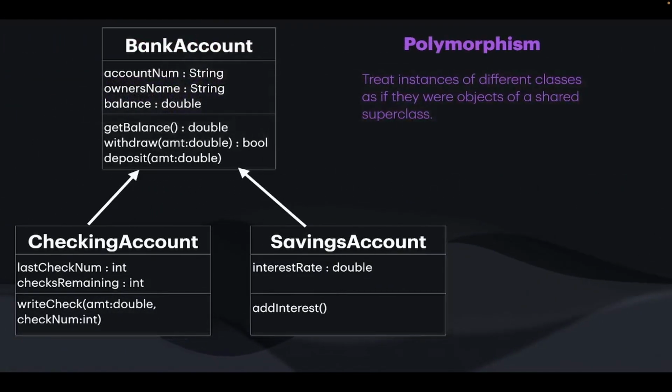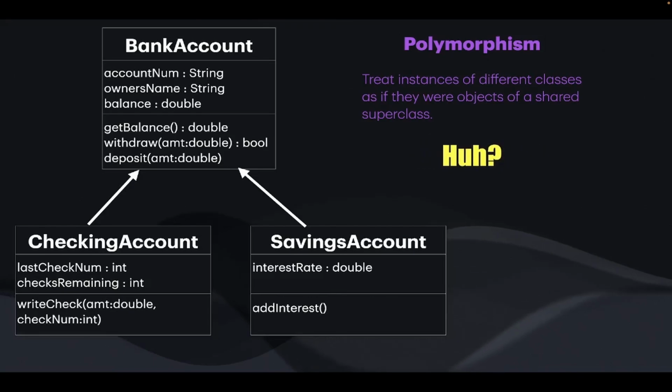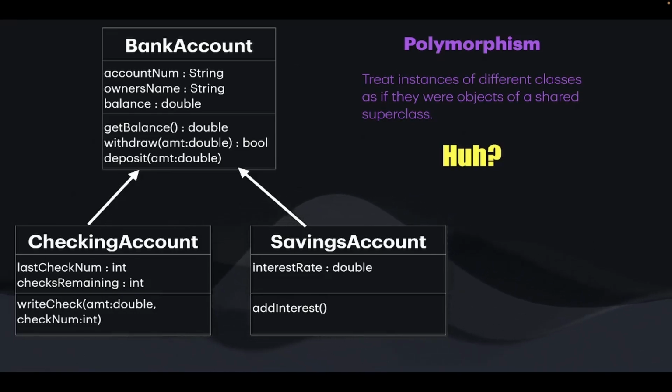So polymorphism gives us the ability to treat instances of different classes as if they were objects of a shared superclass. Well, what the heck does that mean? What it means is that if we have a checking account and a savings account object, we can treat both of those the same as long as we're treating them as bank accounts because they both inherit or they both extend bank accounts. So that means that regardless of whether it is specifically a checking account or specifically a savings account, we can make withdrawals, deposits, we can get the balance, all those shared elements of those two subclasses.